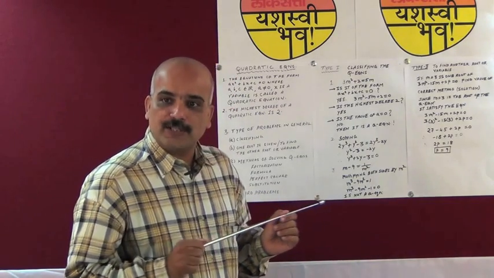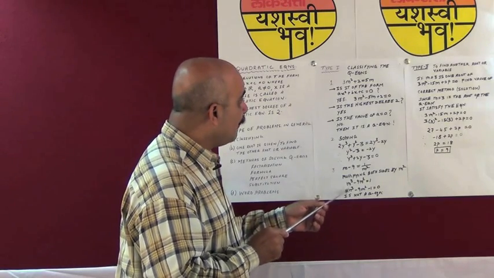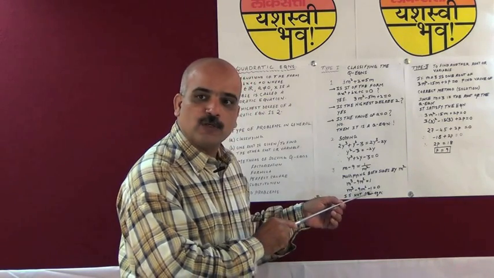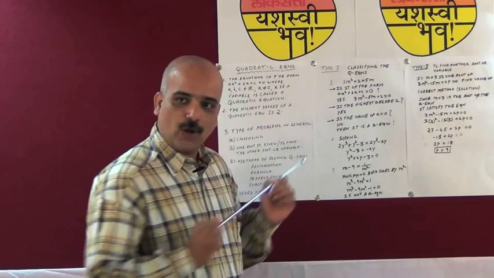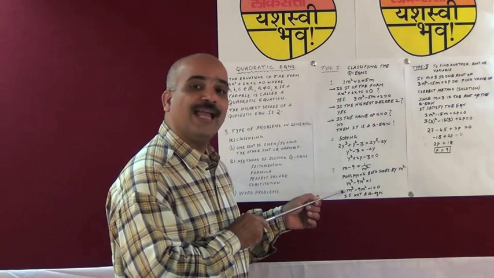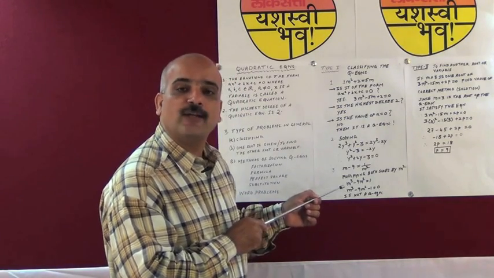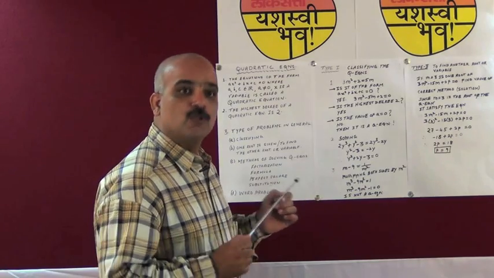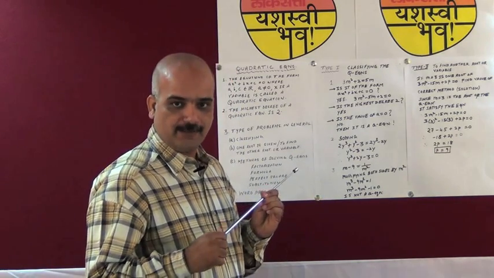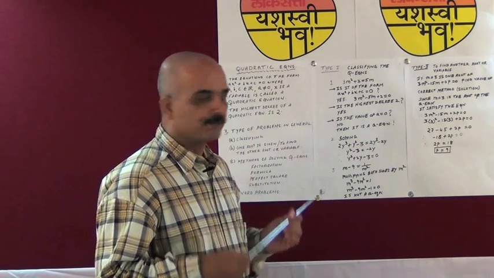Now let us ask the same question again. Is it of the form ax square plus bx plus c equal to 0? No, it is not. Because here we have a cubic equation. It is not a quadratic equation. So this type of sums can be expected in your question paper.